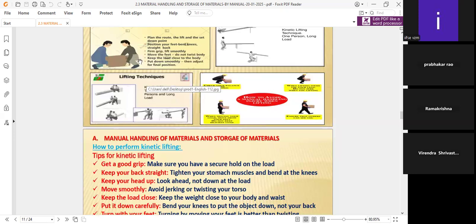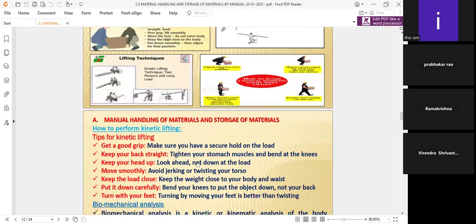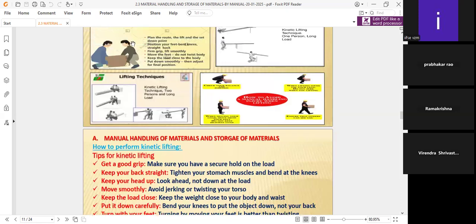Of course, it is straight, but the posture is like this only. Tighten your stomach muscles and bend the knees. Once you bend, it becomes straight. Only while bending the knees, the backache is avoided. Once the bending is at 90 degrees with the object, definitely the spinal cord will also be straight while lifting this.